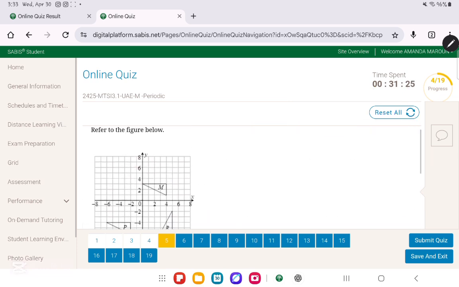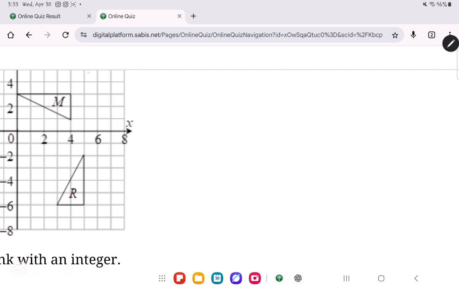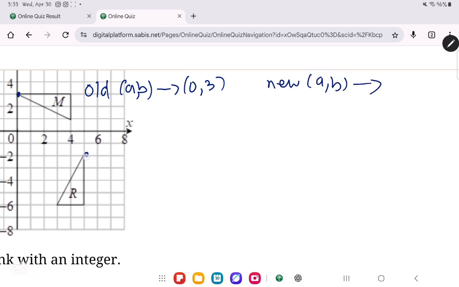Okay, so let us go up and let us choose the point from M and from R, okay? So from point M over here, this point is the old AB. Let's say this is the old AB. What is this point? This point is 0, 3. However, for the new AB, this point over here is gonna be 5, minus 2.